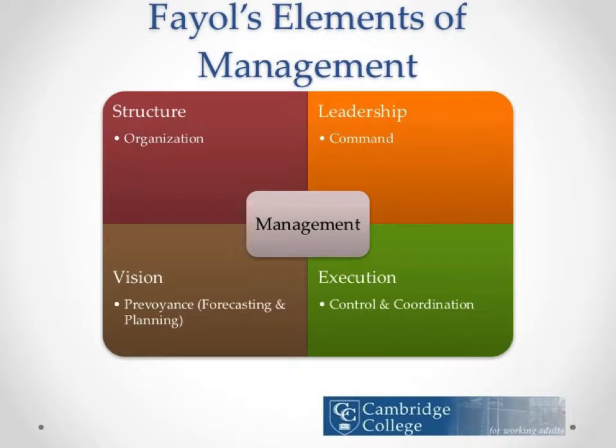So if you look at Fail's elements of management, last week we talked about these 14 elements, but there were a set of about 6 macro elements that guided those smaller sets. And what Fail proposed is that management was composed of organization, command, prevoyance, and control and coordination. And so what I've done is layer those over the model that I came up with, and show how they fit into that.